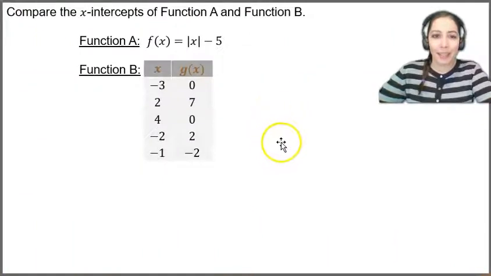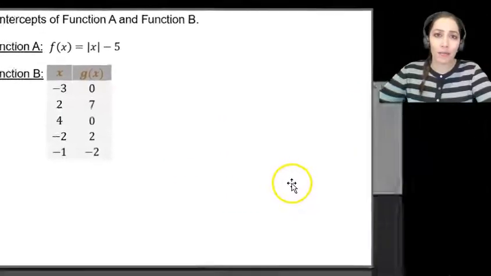Compare the x-intercepts of function A and function B. On function A, I have f of x equals the absolute value of x minus 5, and on function B, they give me an xy chart. How am I going to compare the x-intercepts between these two functions?